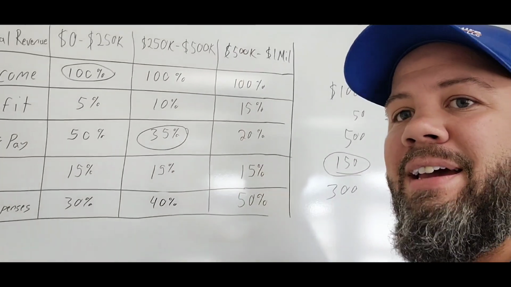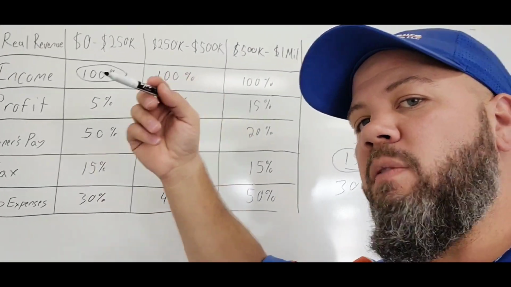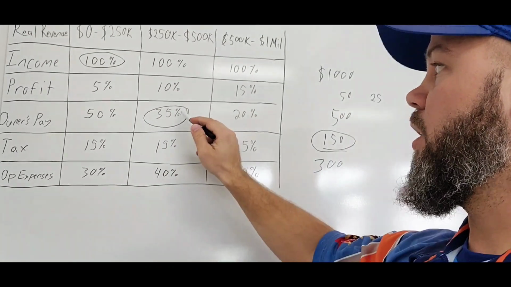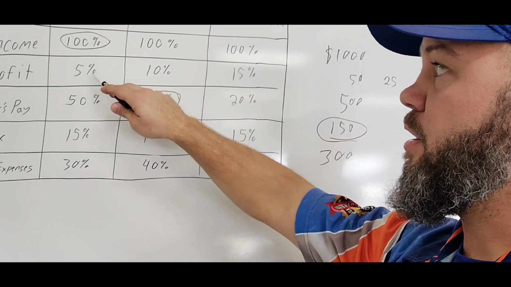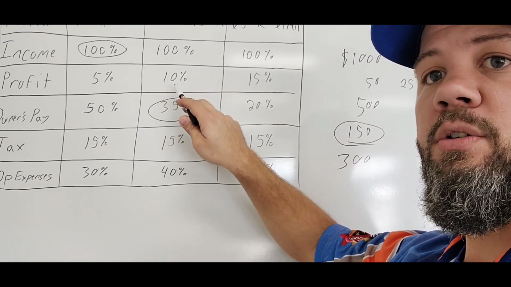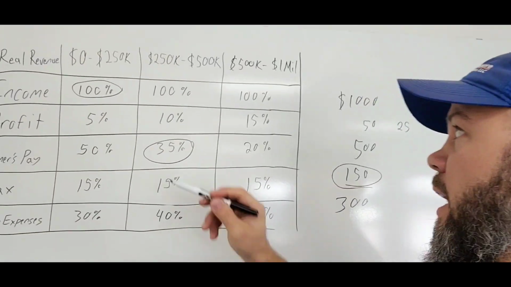35% of $500K is $175,000. Your percentage went down, but you made $50,000 more that year just in your owner's pay take home. Plus, now your profits doubled. So you went from 5% to 10%. So now you're getting bigger bonuses from that as well. And then so on and so forth.